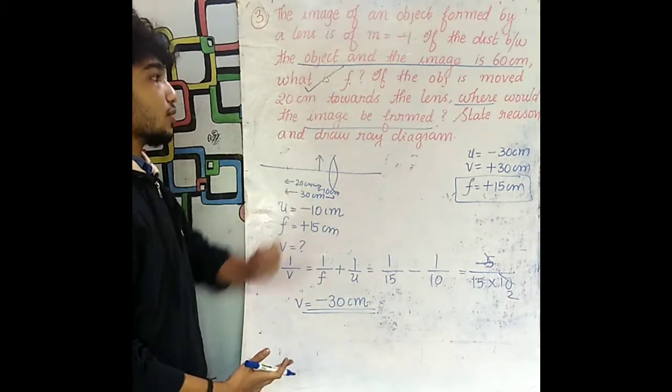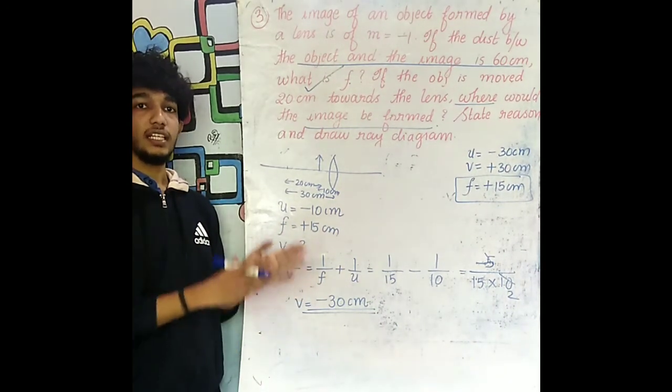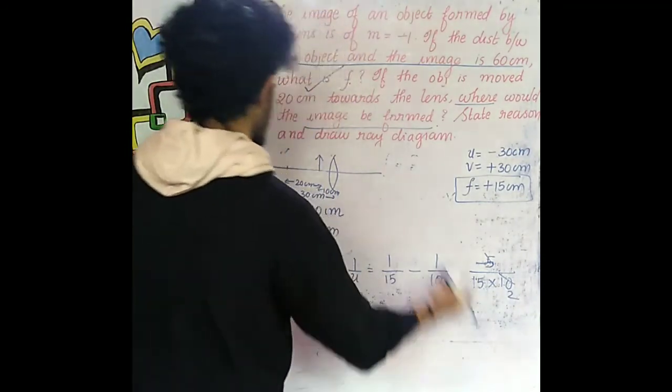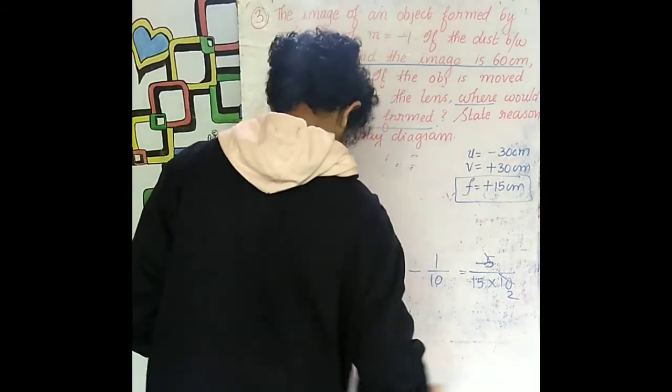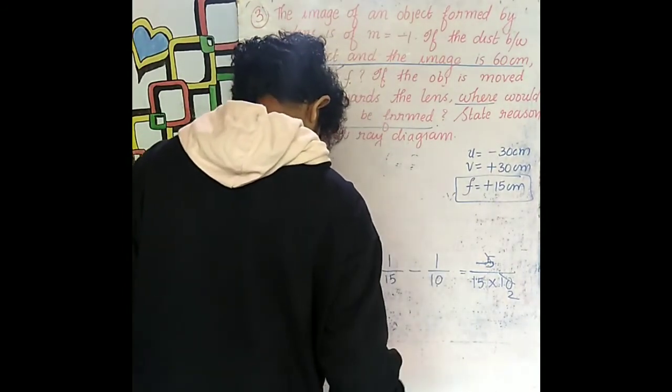State the reason and draw the ray diagram. State the reason means just write that the object is placed between F1 and O. Here we are getting a virtual and erect image because this is an exceptional case. And how can we draw the ray diagram to justify our answer?